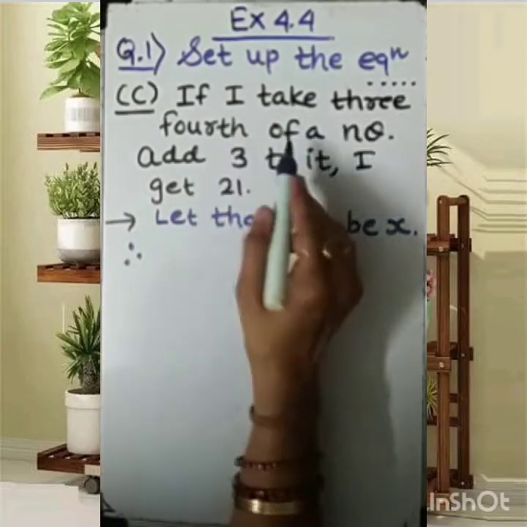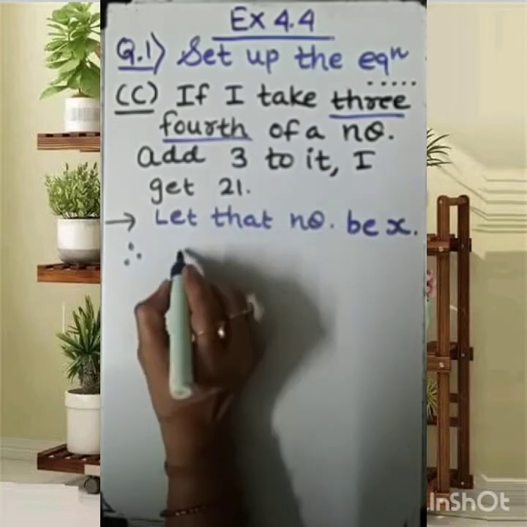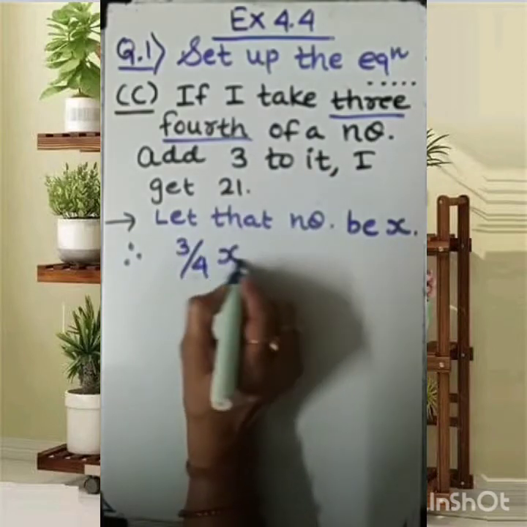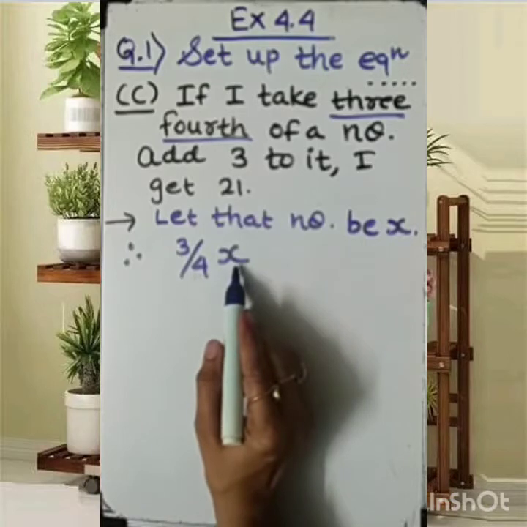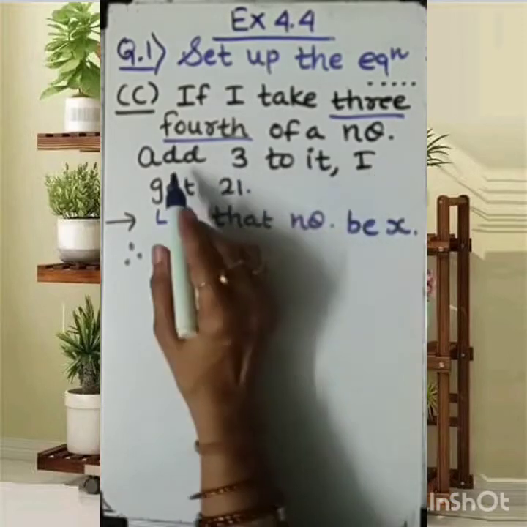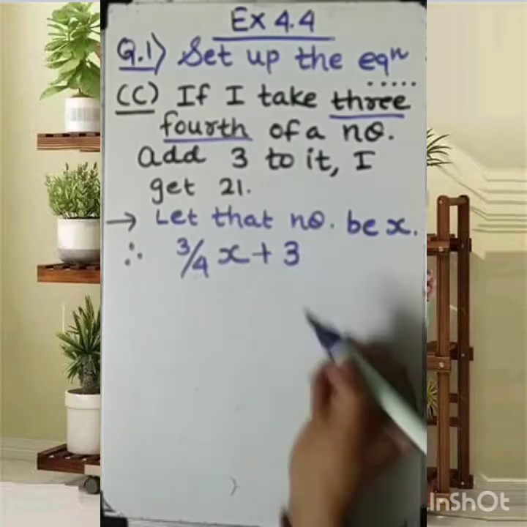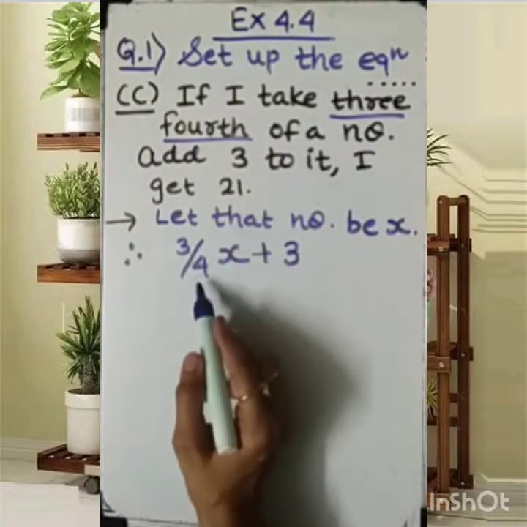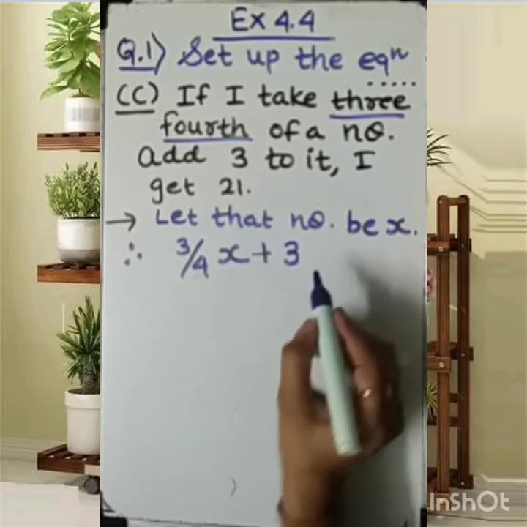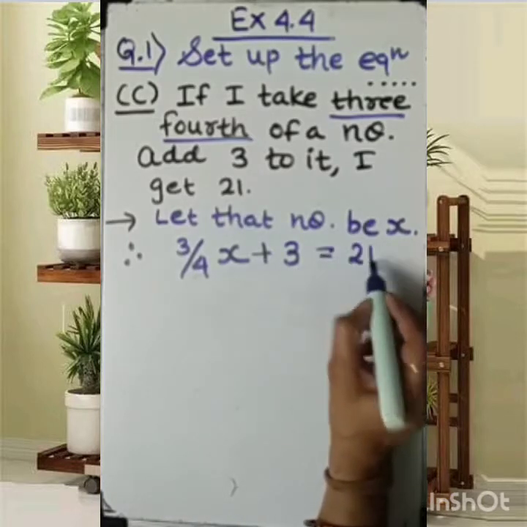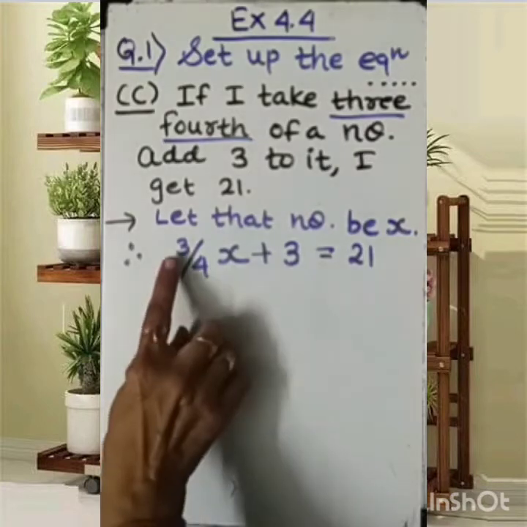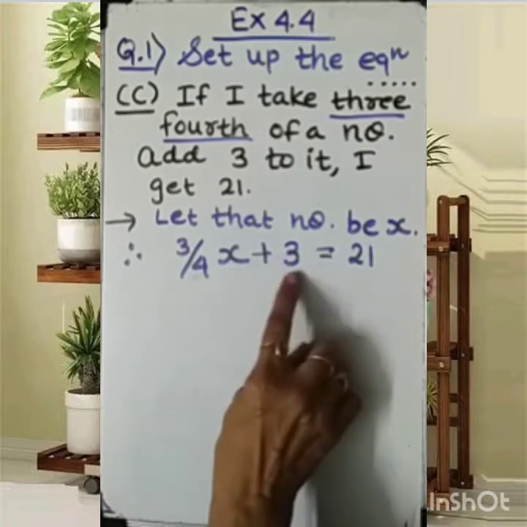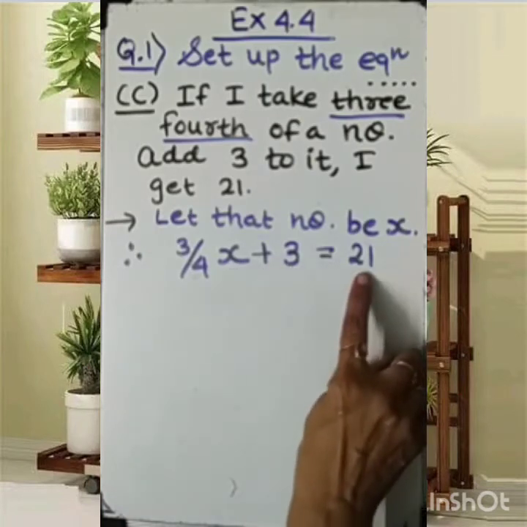3/4 of a number, you know, 3/4 of a number will be 3/4 x. Please keep this in mind, very important step. 3/4 of a number means 3/4 x. Add 3 to it means plus 3 we need to add. So 3/4 of a number plus 3 is equal to 21. This is the equation: 3/4 of a number plus 3 gives the result 21.